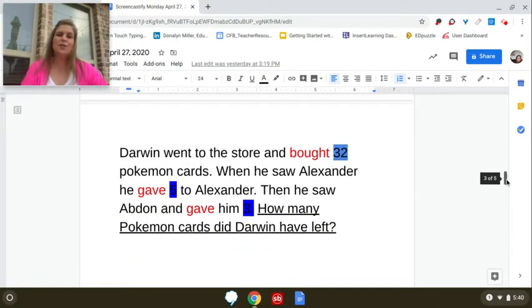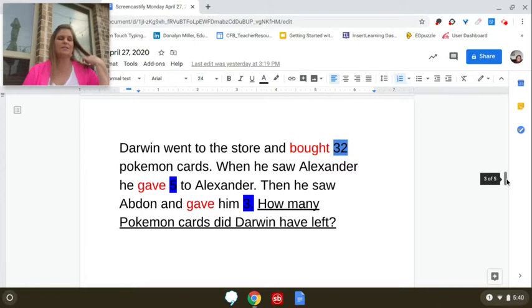Okay, so here is our problem, and it says Darwin went to the store and bought 32 Pokemon cards. When he saw Alexander, he gave 5 to Alexander. Then he saw Abdon and gave him 3. How many Pokemon cards did Darwin have left?